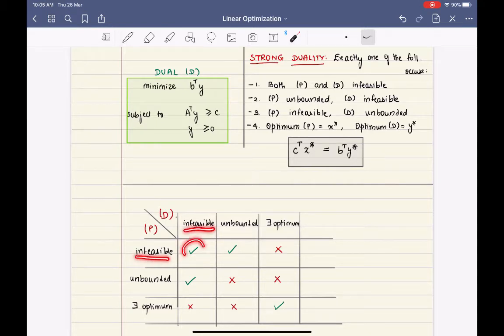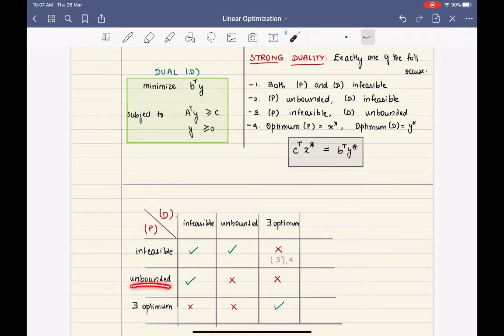Both of them can be infeasible. This is possible. Primal is infeasible, dual is unbounded. This is possible. Now primal is infeasible and dual has an optimum. This case is not possible due to case 4 of the strong duality theorem. I have written it in a very brief way here. This essentially means that when primal has an optimum, dual has an optimum, and both the optima are the same. And similarly, when dual has an optimum, primal has an optimum, and both optima are the same. So this case is ruled out, primal being infeasible and dual having an optimum.